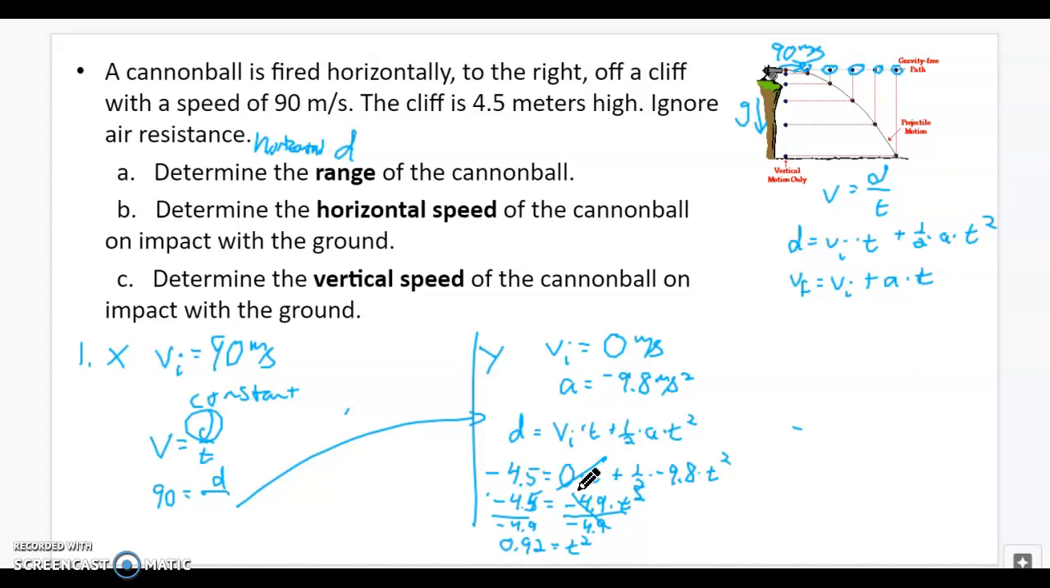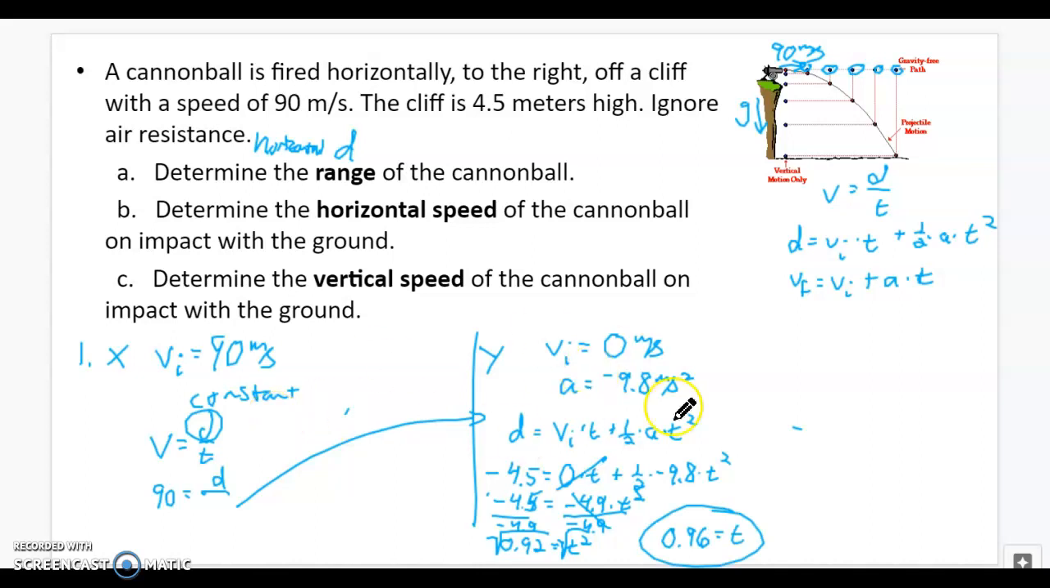So now I have to undo the square. And I undo that by taking the square root, both sides. And in this case, it comes out to be that t equals 0.96. That's my time. So if you remember from last time, we take that time.